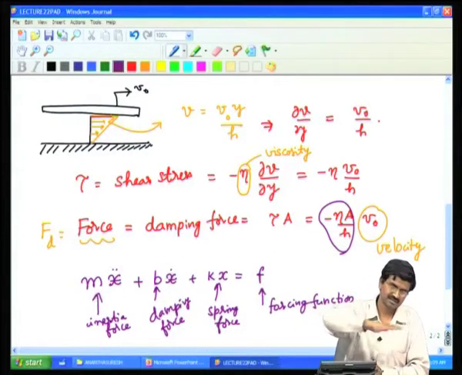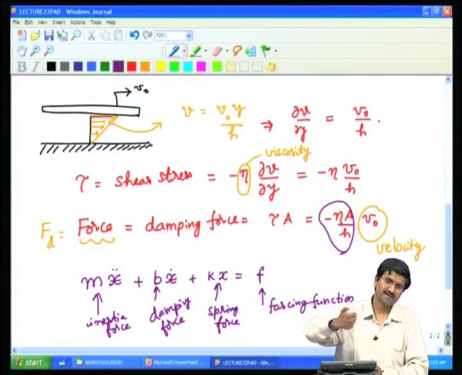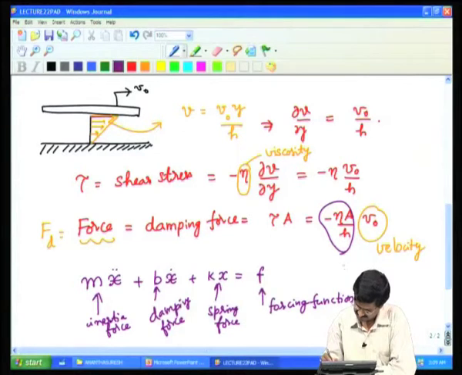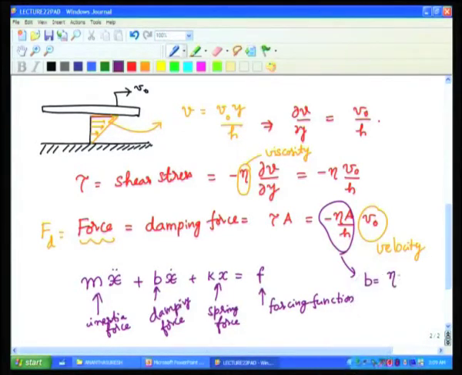If you move in this direction, there will be a drag, like an airplane or a boat that goes in the other direction. So, essentially we can say from here that B is equal to viscosity times area of cross section divided by the gap between the plates, and that is how we need to take the B.